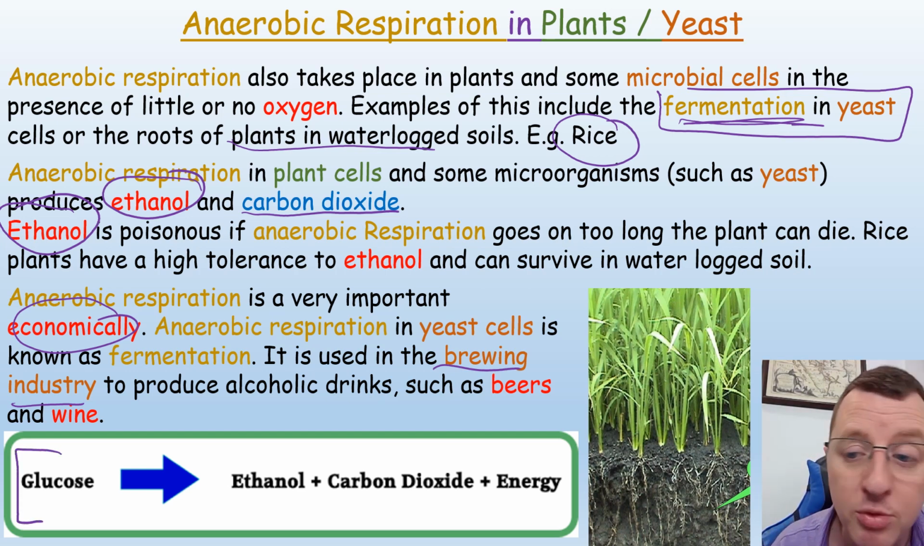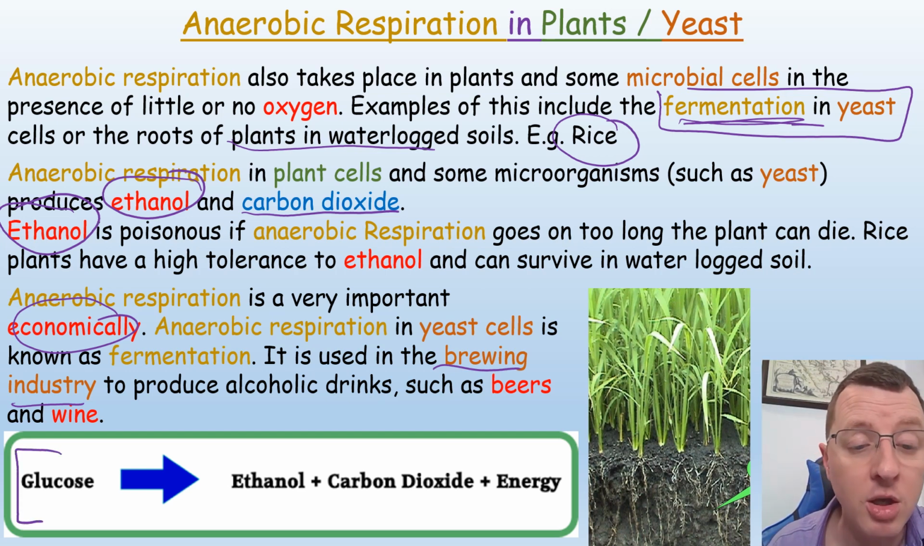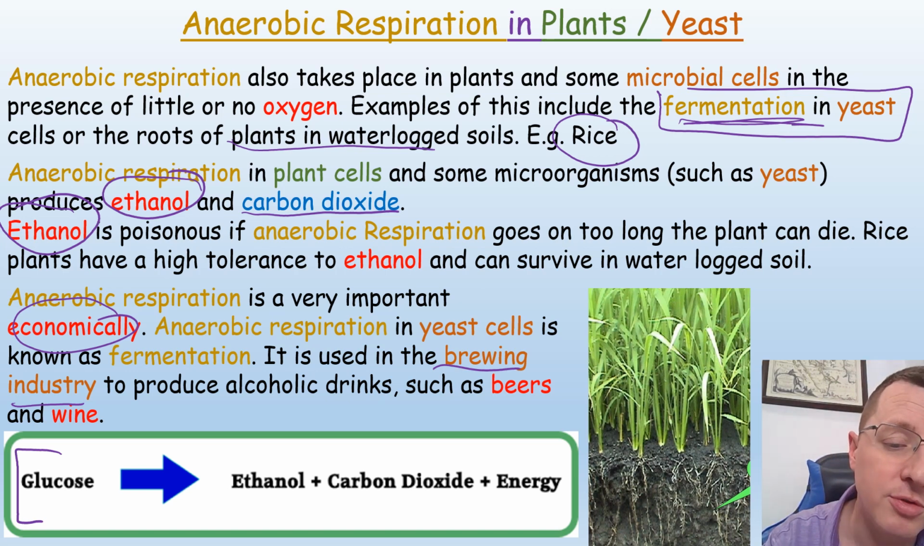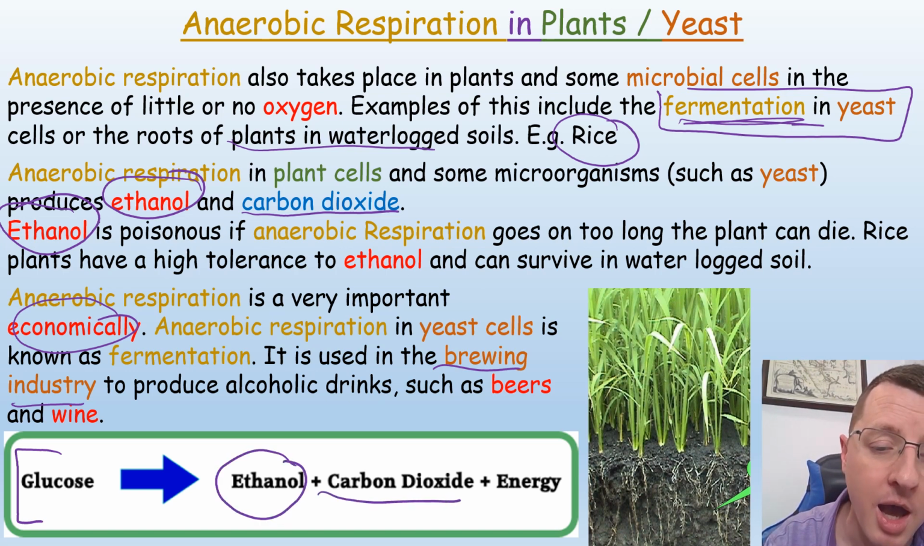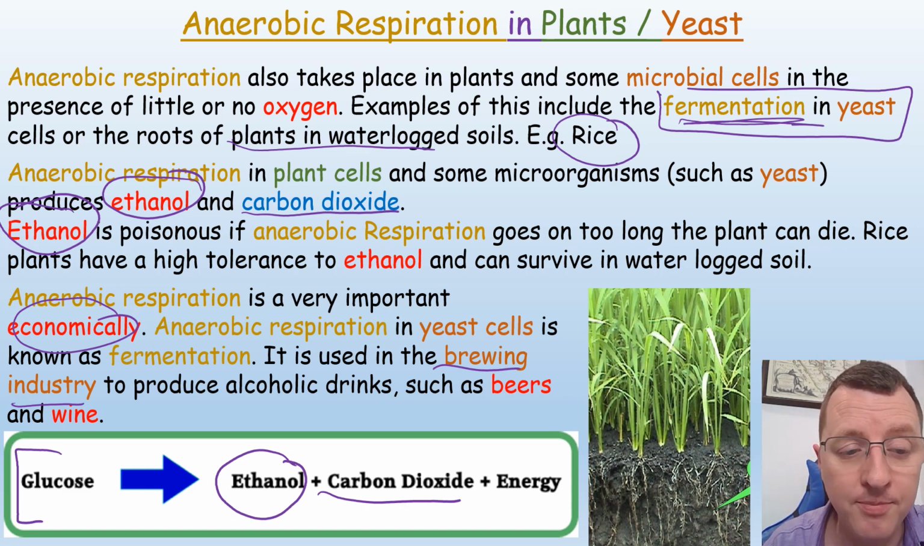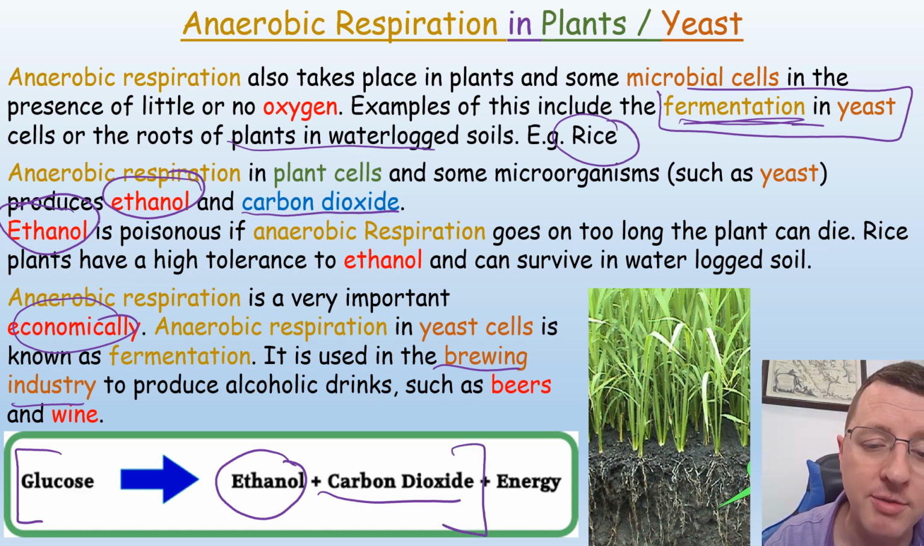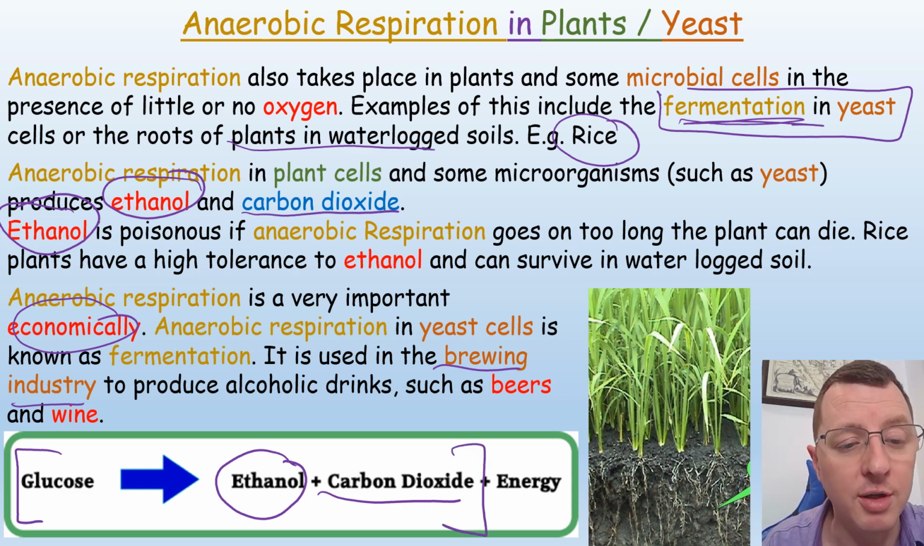Glucose without oxygen, so just glucose, is broken down to produce ethanol and carbon dioxide. Of course, there is some energy there, but we don't include that in the word equation because energy is not a chemical. So the equation for anaerobic respiration in plants or yeast is glucose gives ethanol plus carbon dioxide.